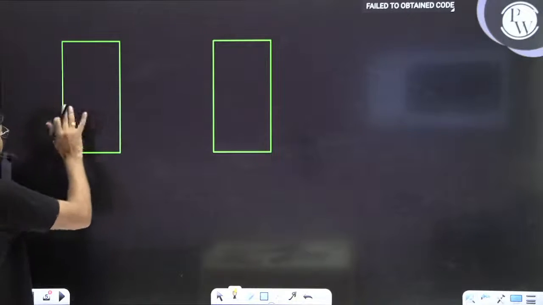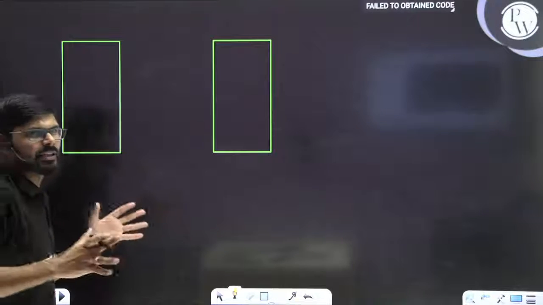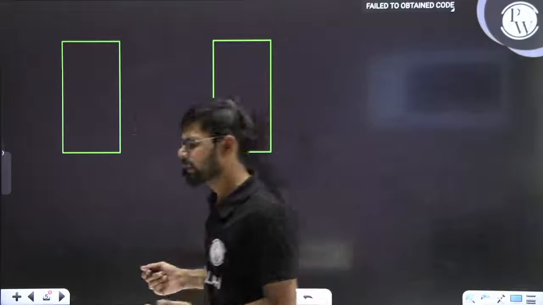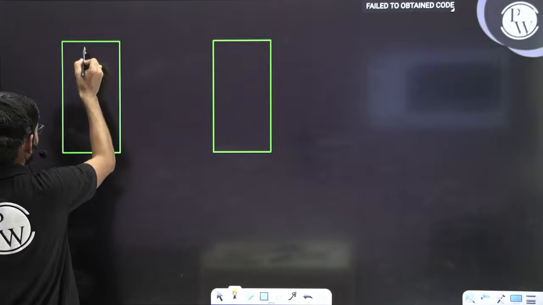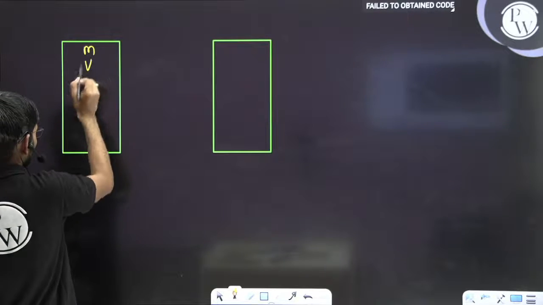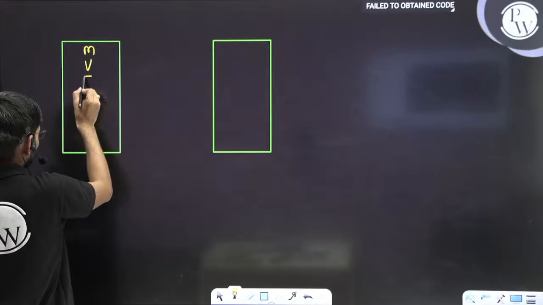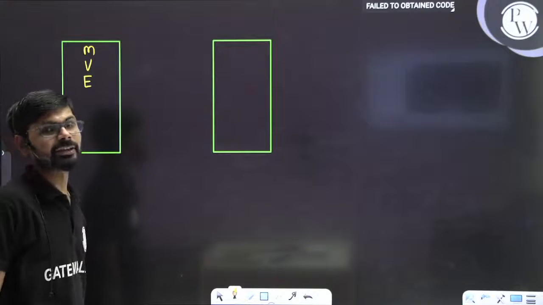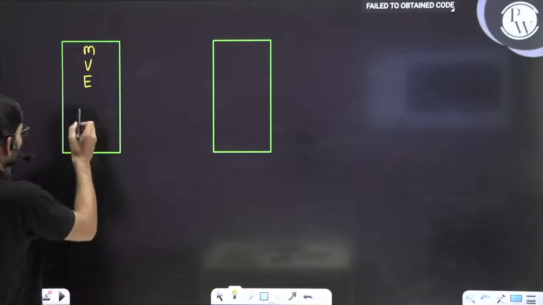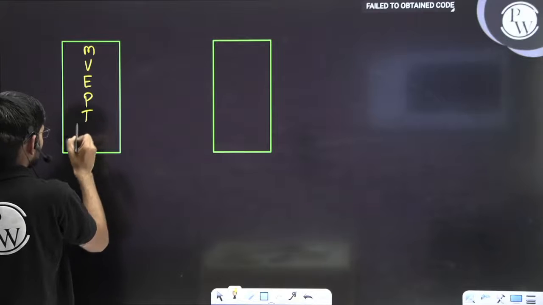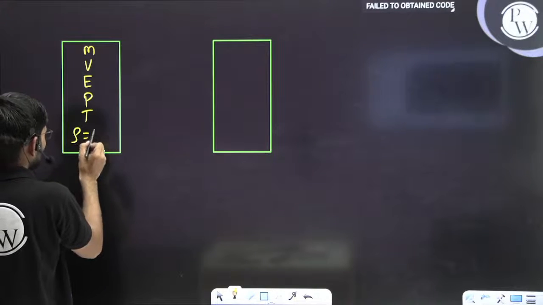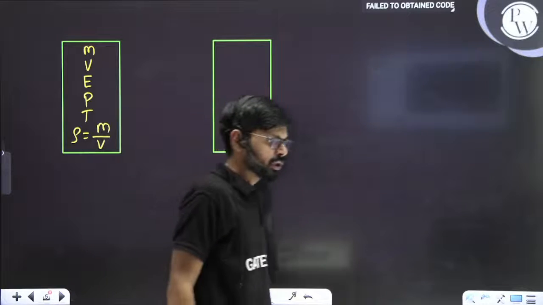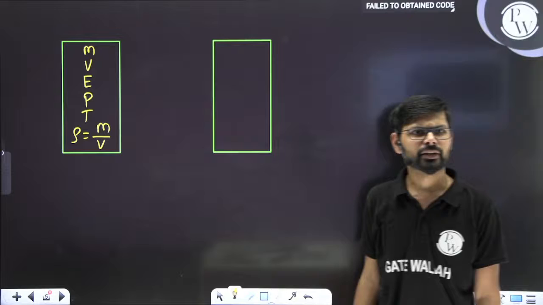Suppose this is your room. You are sitting in one room. In that room some air is there, so obviously that air has some mass. It has some volume, right? It has some energy of the system, like energy of the molecules or internal energy. Some pressure is there, temperature is there, and obviously density is also there. Density means mass per unit volume. These are the properties. So in total, I wrote 6 properties here.